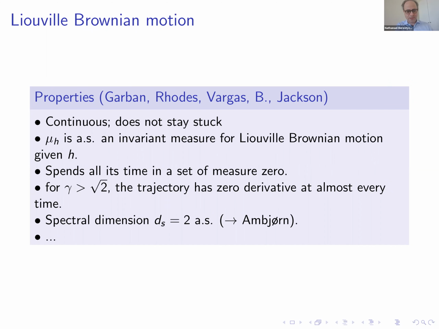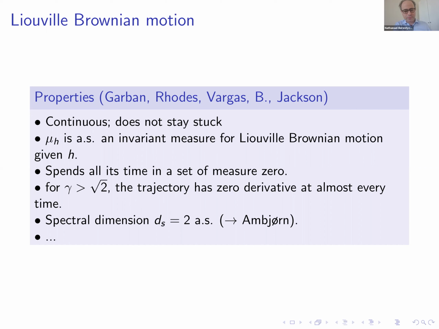We do know that the Liouville measure that I introduced before is almost surely invariant for Liouville Brownian motion, and that's a good indication maybe that we're looking at the right diffusion. We know, for instance, that it spends all its time, Lebesgue all of its time, in a set of measure 0. That corresponds to places where the Gaussian free field is exceptionally high. And so it spends a lot of its time there, even though it measures very little in terms of Lebesgue measure.